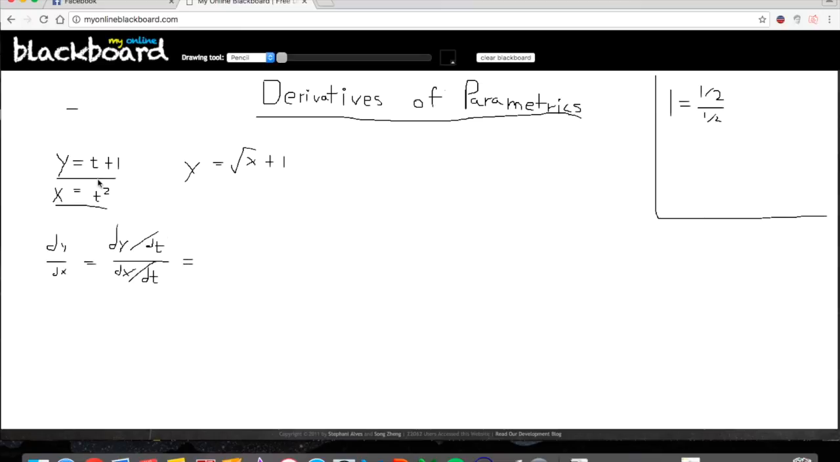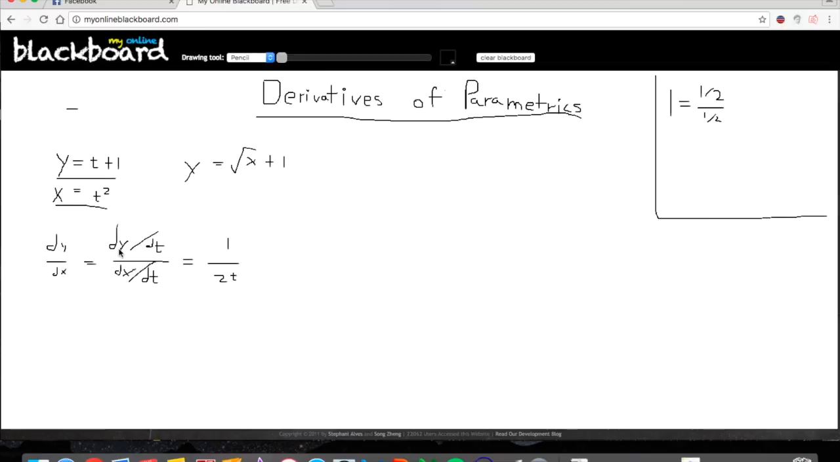So in this example, we have that the derivative of y with respect to t here is 1, because we just use the power rule, and over here it's just 0. And we divide that by the derivative dx over dt, and that's just 2t. So you have 1 over 2t. And that would be your answer.